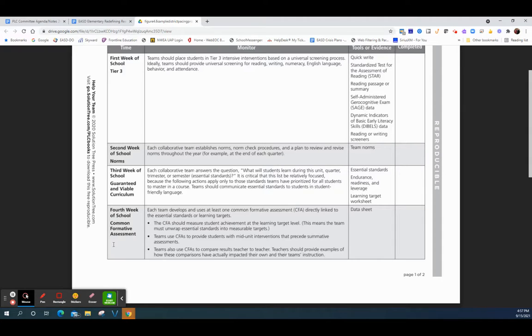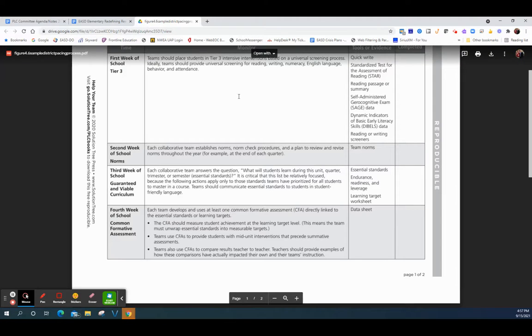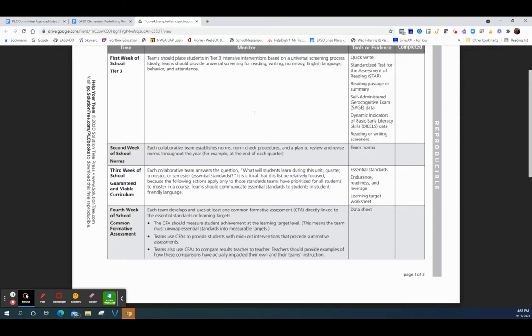This breaks down week by week what the expectation of each team meeting should focus on. Not that we have to hit it exactly the way it is, but as you can see, the first week of school, you're getting that universal screening, so you can get started right away with your tiers and your interventions, which is very important.